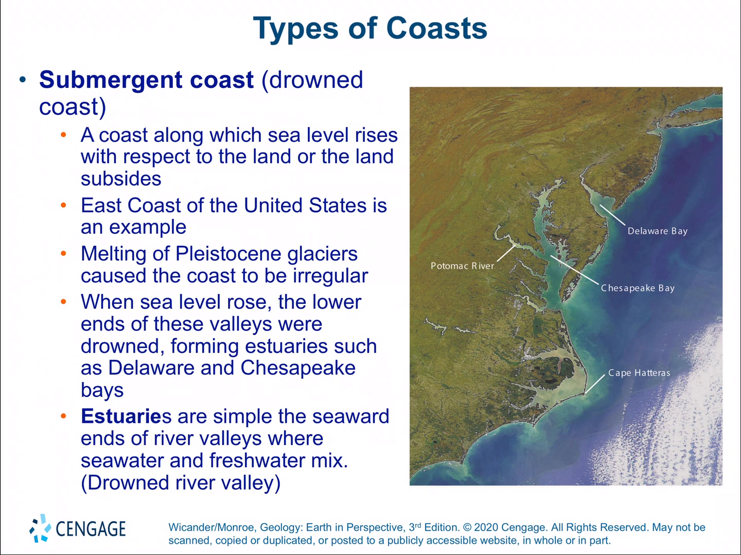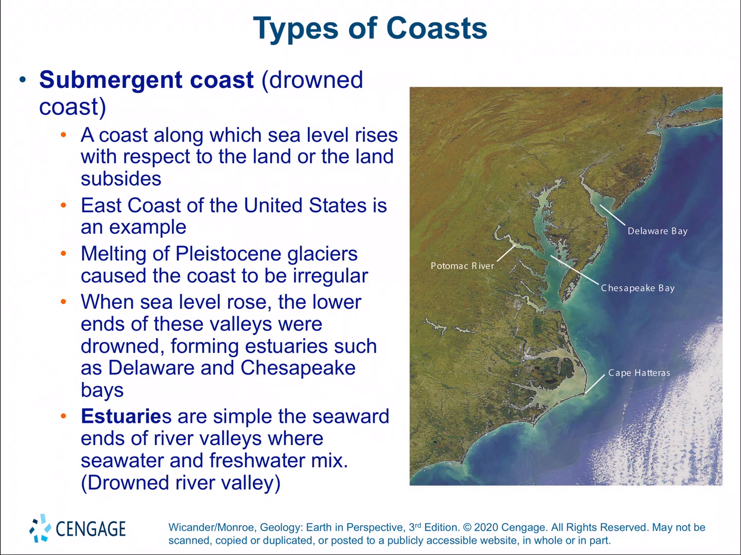They could be caused due to the melting of the Pleistocene glaciers that cause your coast to be irregular. So when sea level rose, the lower end of these valleys were drowned, forming the estuaries like your Chesapeake and your Delaware. An estuary is simply the seaward end of the river valley where the seawater and the fresh water will mix.